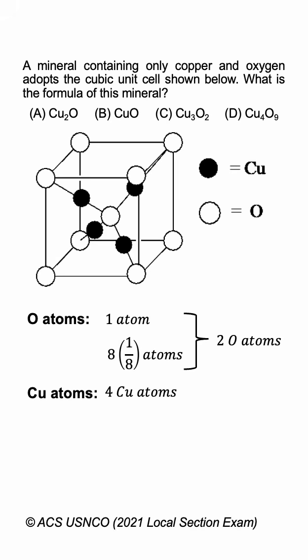And putting that together, our initial ratio is Cu4O2. And by getting the simplest whole number ratio of elements in this compound, we divide it by 2 and Cu4O2 will now become Cu2O. Therefore, the answer is letter A.